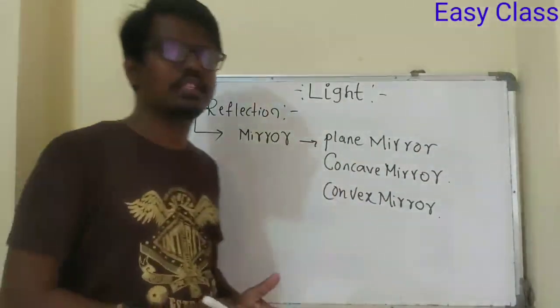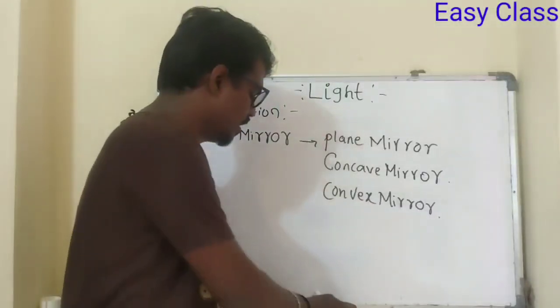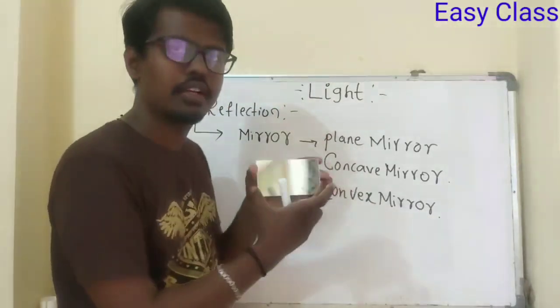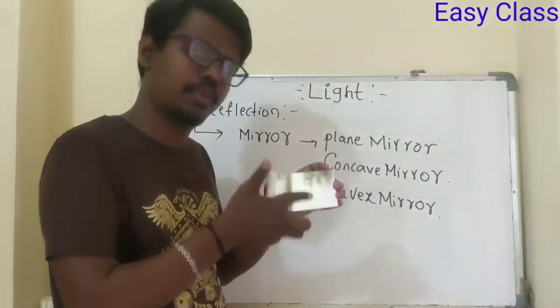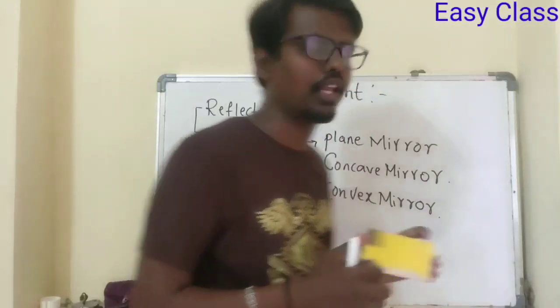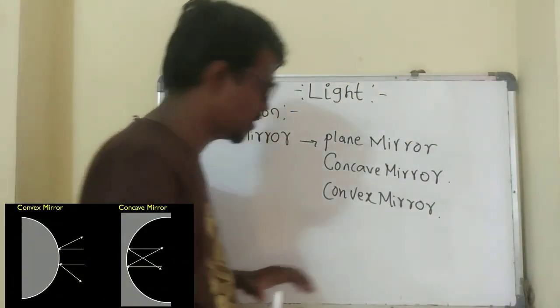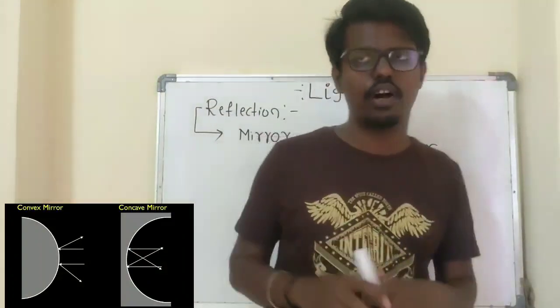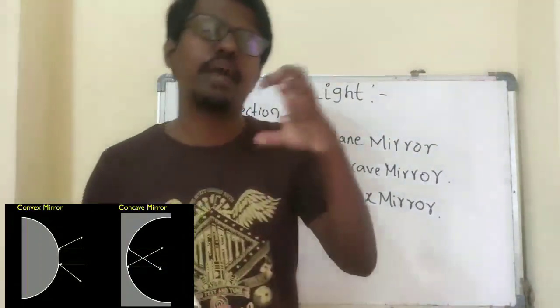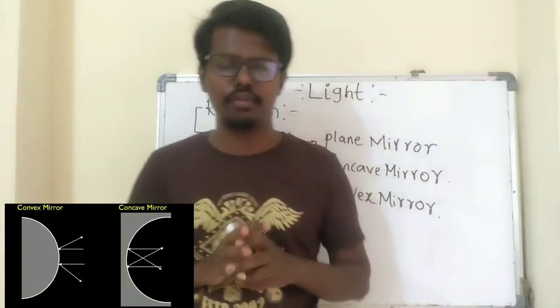A plane mirror is one where the surface of the mirror is totally plane. Because of this reason it acts as a plane mirror. Next is the concave mirror. Concave and convex mirrors are formed from spherical mirrors. These two are the two types of spherical mirror.